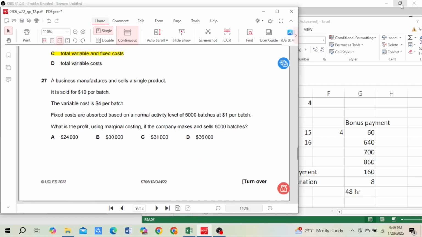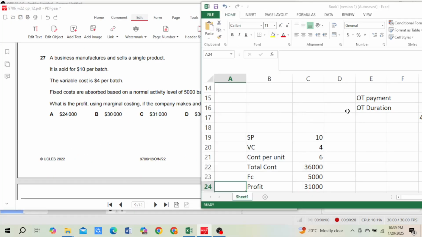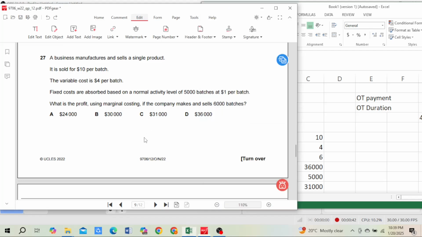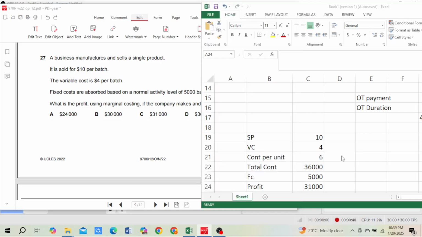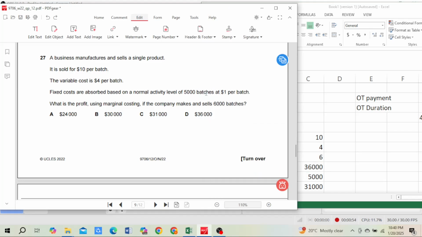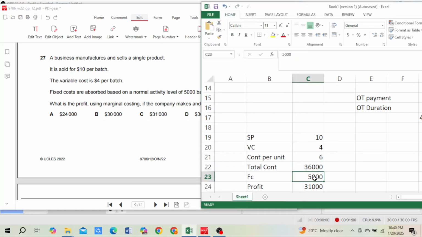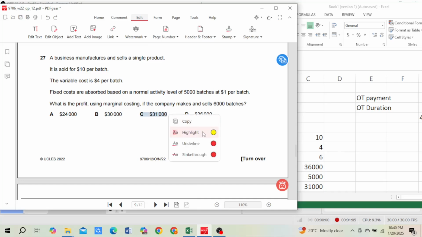So let's calculate using marginal costing. The selling price per unit is 10, variable cost is 4, so the contribution per unit is 6. Now, to calculate the total contribution, I multiply this 6 with the new level of sales, the new batches we are producing. So 6 into 6,000 is 36,000 total contribution. As I told you, the fixed cost does not change with the level of output, so fixed cost remains 5,000. So the profit is 31,000. So the correct answer in this question is 31,000.